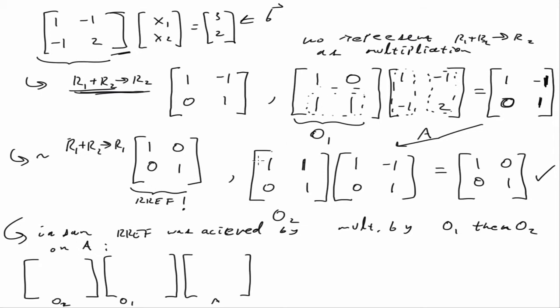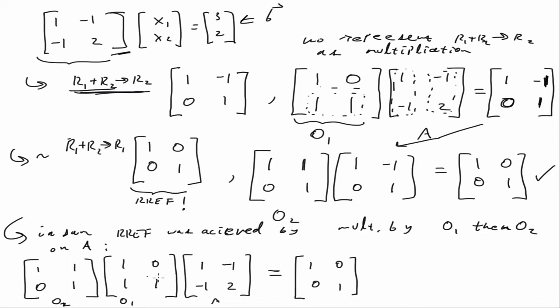I see O2 is sitting right here. So 1, 1, 0, 1. And then O1 was right here. So that's a 1, 0, 1, 1. And then finally, we put A itself there. That will be 1, negative 1, negative 1, 2. And that was equal to, drum roll, the identity matrix, the reduced row echelon form.